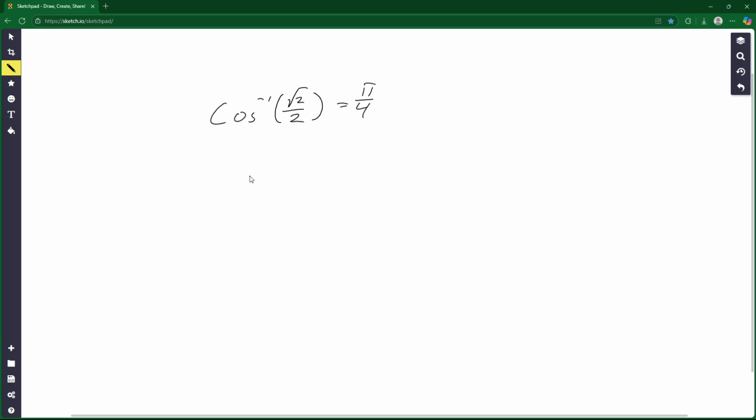The range for cosine is going to be 0 to pi. And this is the upper half of the unit circle.